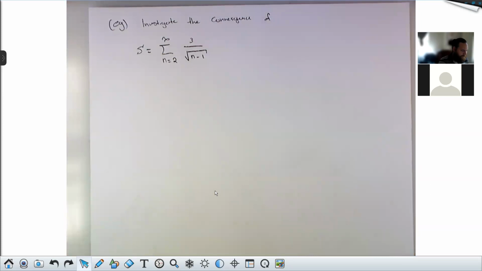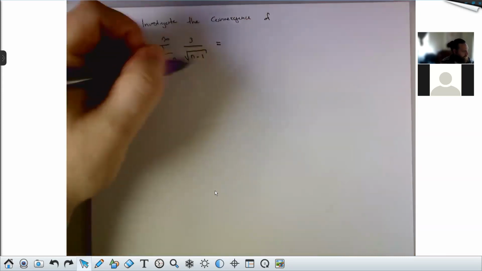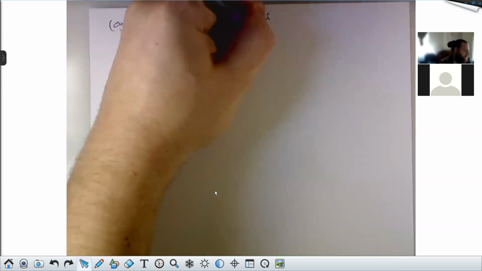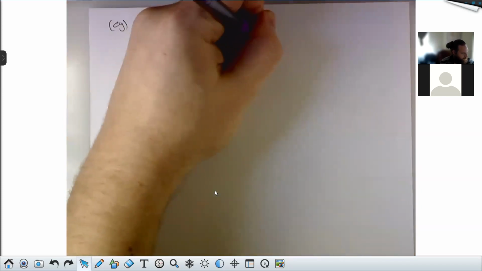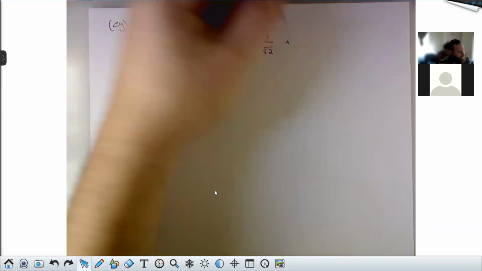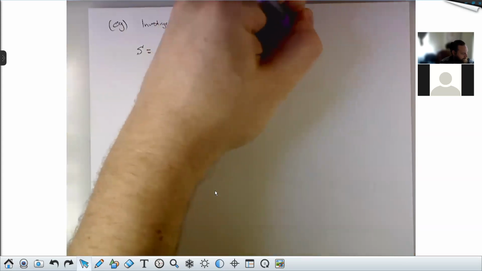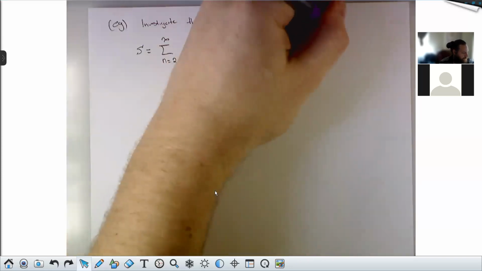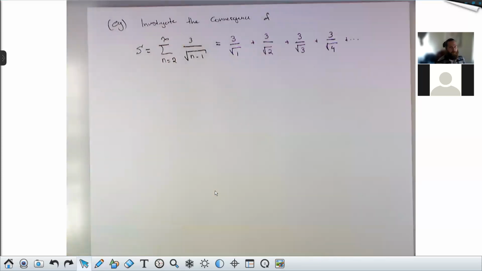Again, I think it's nice to write out the first few terms of the series just to get a feel for what it is we are looking at. So the very first term of the series would be 3 over the square root of 2 minus 1. That's 3 over the square root of 1. The next term would be 3 over the square root of 3 minus 1. That's 3 over the square root of 2. The next term would be 3 over the square root of 4 minus 1, which is 3 over the square root of 3. And we have 3 over the square root of 5 minus 1, 3 over the square root of 4, and so on.